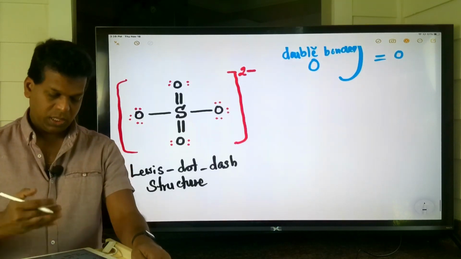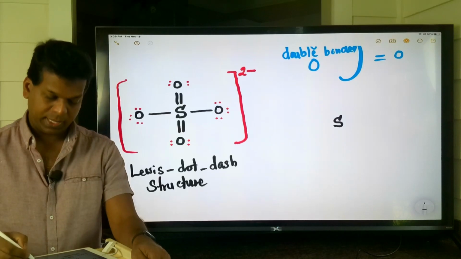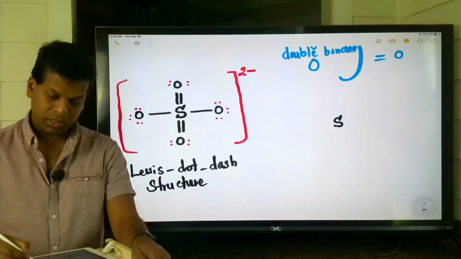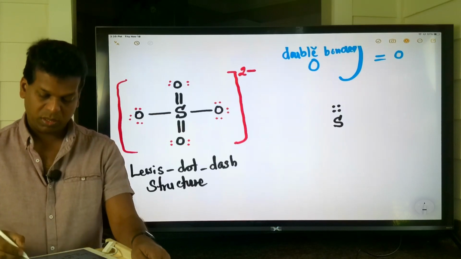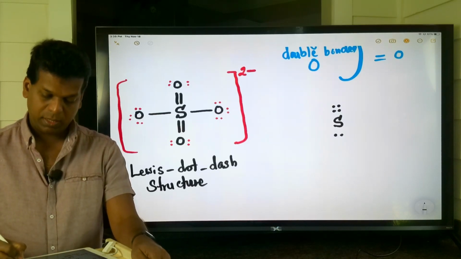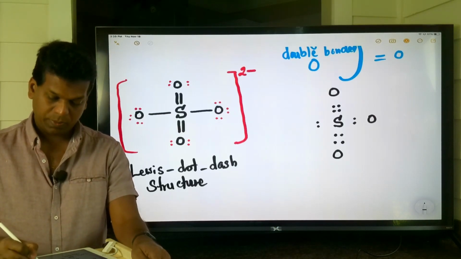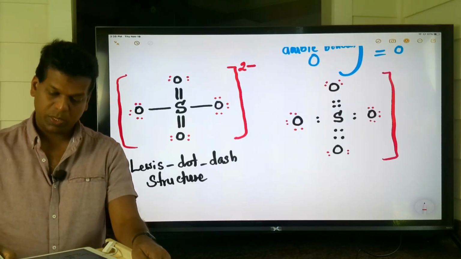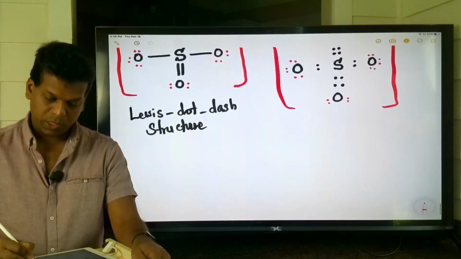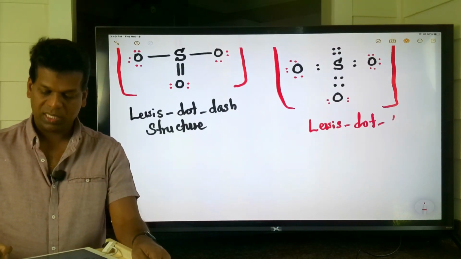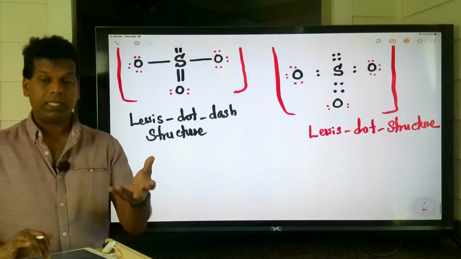So if you need the Lewis dot structure, it's really simple to do. Basically, the double bond means there are 4 electrons. Those are the 4. Here again there are 4 electrons. Single bond means just 2 electrons. So it is 2 minus charge. So this is called the Lewis dot structure. Both are the same, both are similar, only the way we represent it is different.